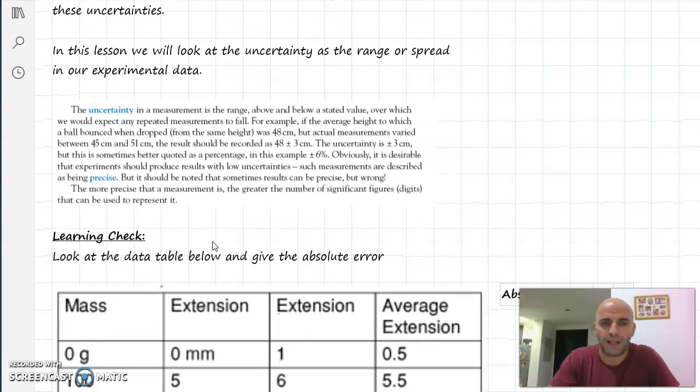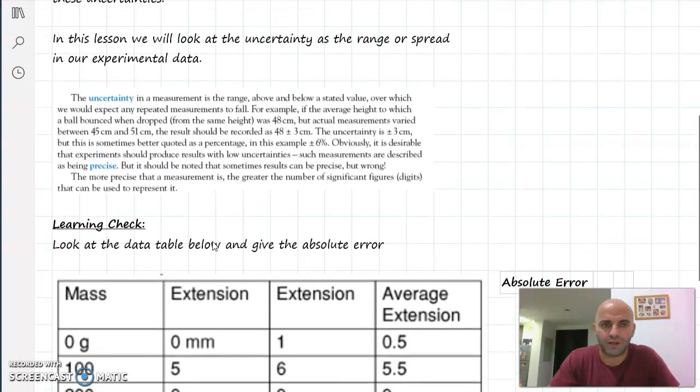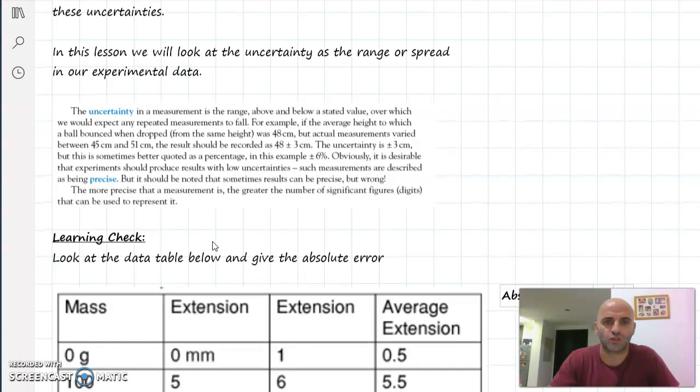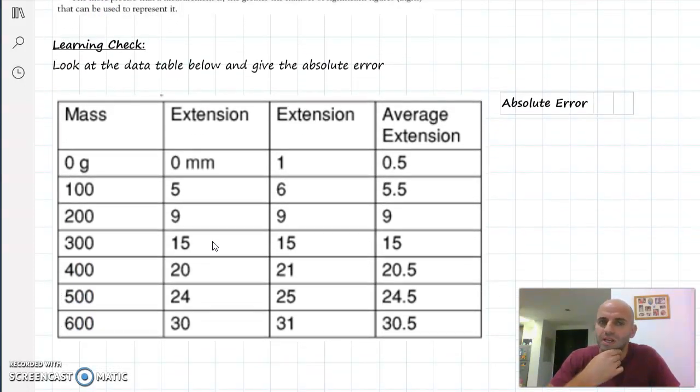It's straightforward enough. So I decided just to put in one little thing on absolute error. Now I'll go into further detail on the other types of error that are there. But right now we're just going to look at uncertainty as the range or the spread of values in experimental data. So you can see that the data that's given to us comes from actually Hooke's law. Okay, so you've got the mass applied, and you've got the extension from the equilibrium point of a spring. But it doesn't really matter, to be honest, what the experiment is about. What matters is how the error looks as regards the data.